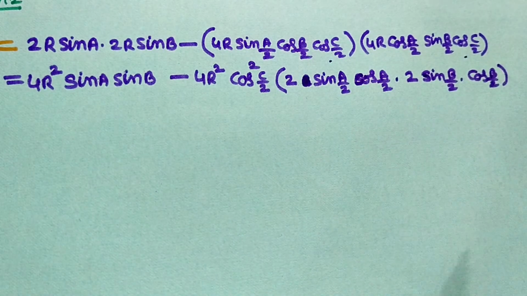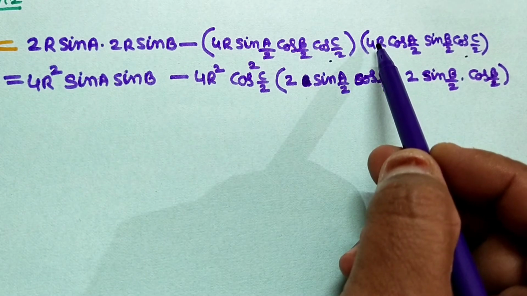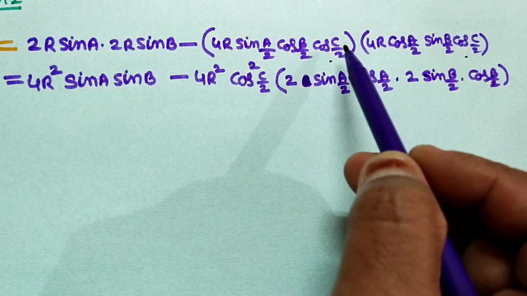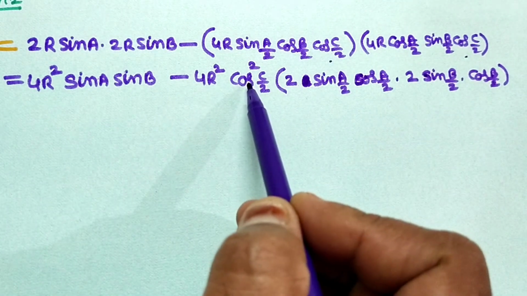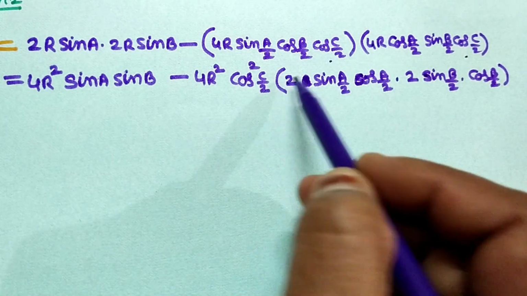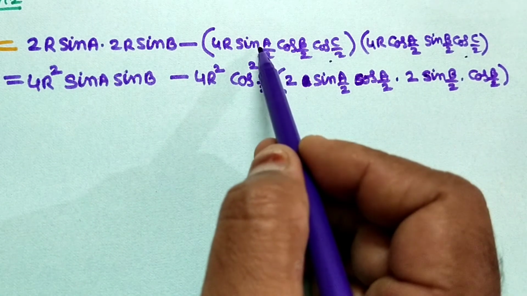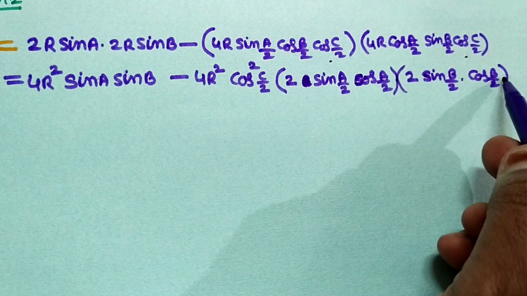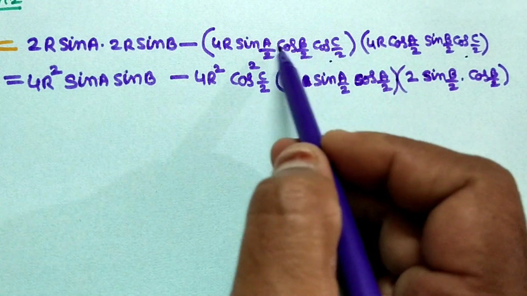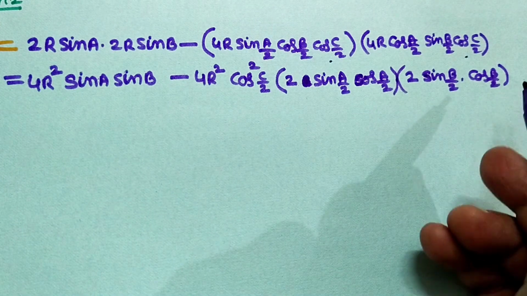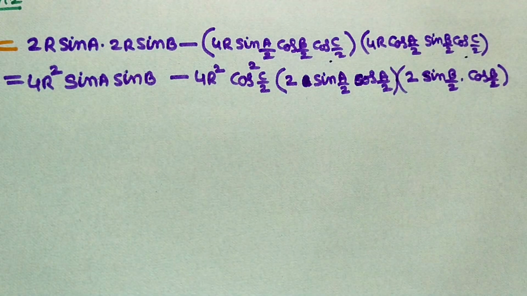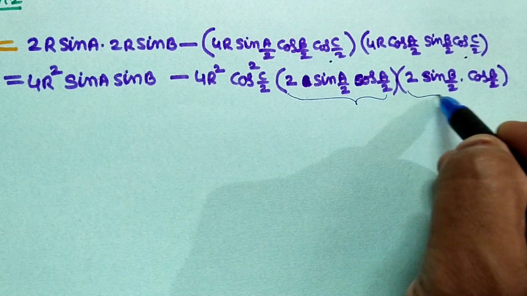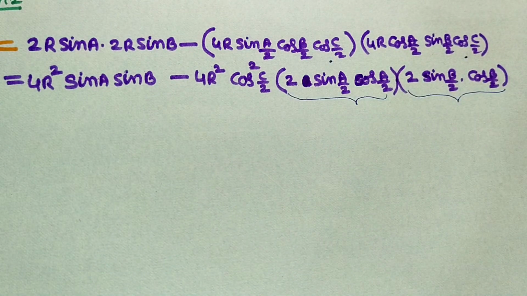Once again I'll explain. 4R into 4R is 16R square. So 4R, only R I am taking, 4R square, that is over. Cos C by 2, cos C by 2 is cos square C by 2. Next here 4 can be written as 2 into 2. Sin A by 2, cos A by 2 I am taking as one term, and keep another term, sin B by 2 and cos B by 2. So from here, 2 sin A by 2 cos A by 2 is sin A. 2 sin B by 2 cos B by 2 is sin B.